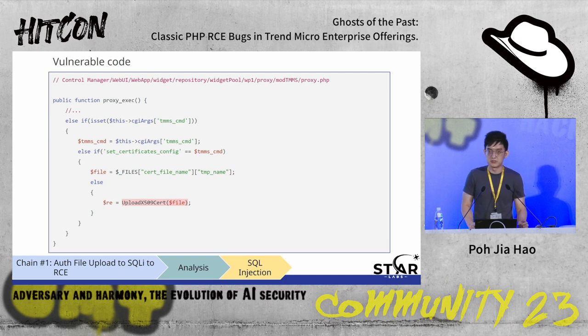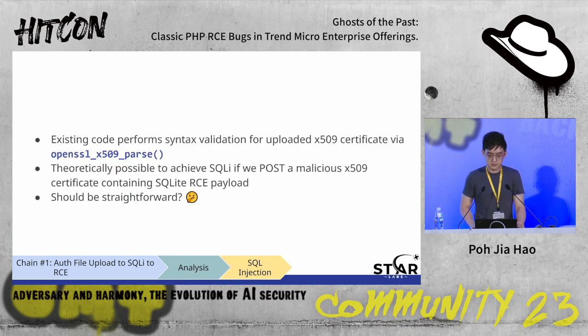So that's great. We have a full path from a source to the injection sink. We just have to send a POST request with a file in the body, and this file will reach the injection sink. However, since we have noted that the code performs syntax checking on the uploaded file, we just have to make sure that the payload is compliant. In theory, we should be able to just craft an x509 certificate which contains our injection payload in the issuer and subject's common name. This should be straightforward, right?